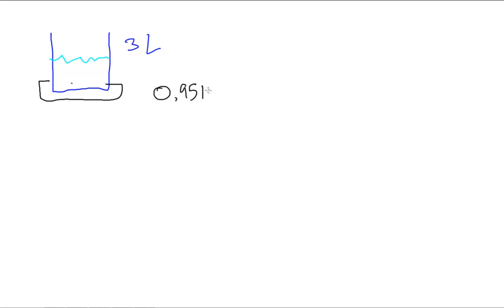So now that you know what density is, let's try a question. If we fill a 3-liter beaker half full with a liquid, just like that, and put it on a scale, it weighs 0.95 kilograms. The beaker itself weighs 0.5 kilograms. Now, calculate the density of the liquid.